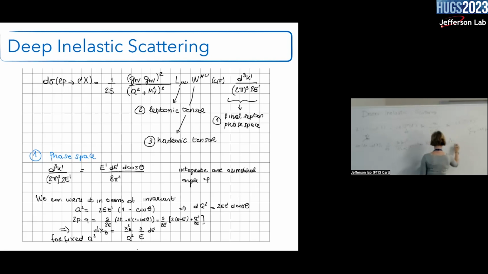4 pi, d^3k' divided by (2 pi)^3 2E'. Okay, so it's the phase space of the only particle we observe, which is the electron in the final state. This is the matrix element squared, and this is 1/the flux, no? of the collision. So let's write these 3 bits in turn. Number 1, number 2, number 3. So phase space, number 1.